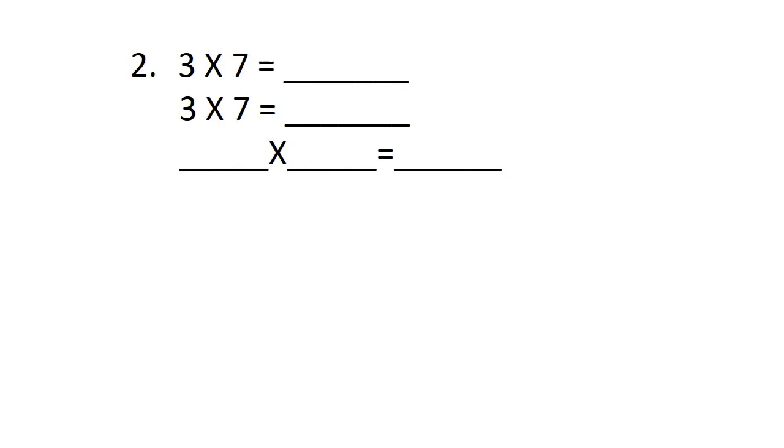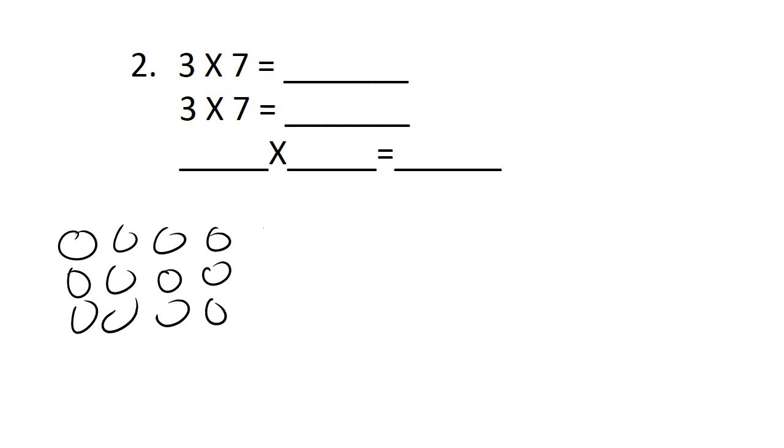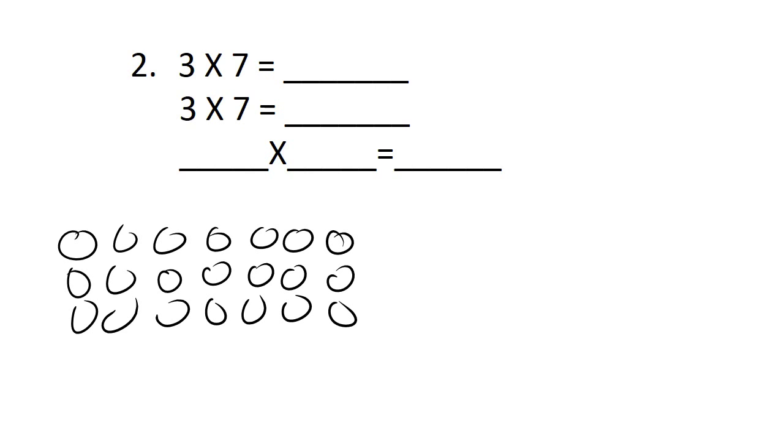Okay, here's number 2. The directions say double the known fact, write the product it helps you find. So it says 3 times 7. Now we may know what 3 times 7 is, we may not know what 3 times 7 is, but I'm going to draw an array just in case. So I'm going to draw a 3 by 7 array. Okay, there's my 3 by 7 array. If I count all of my counters up all together, I will have 21 counters. So 3 times 7 equals 21.